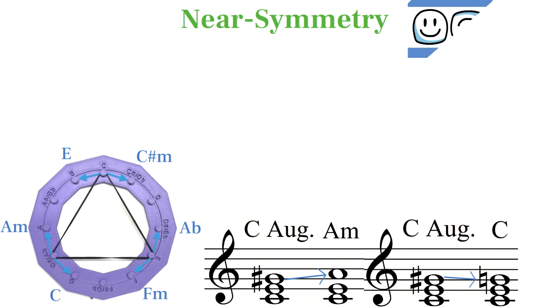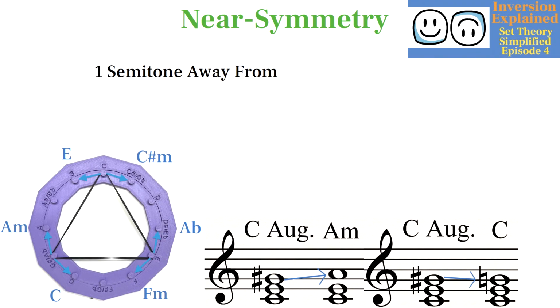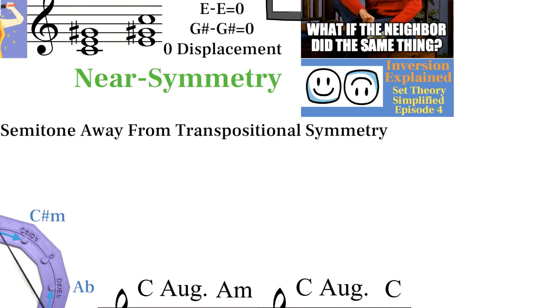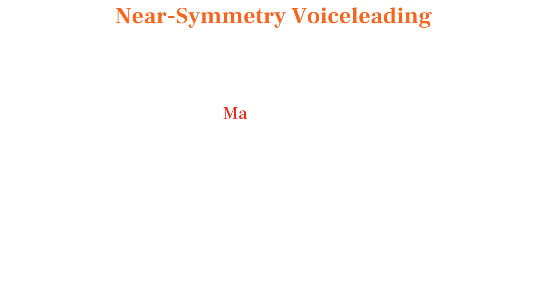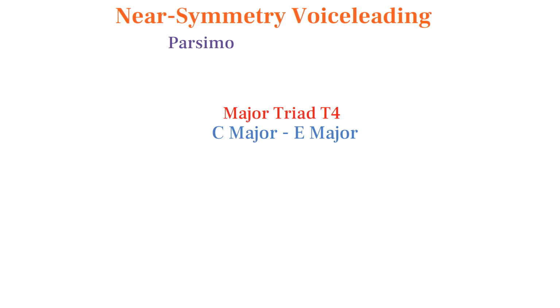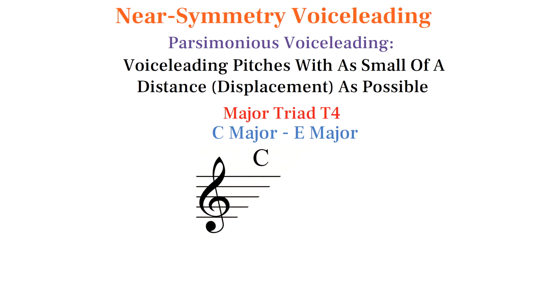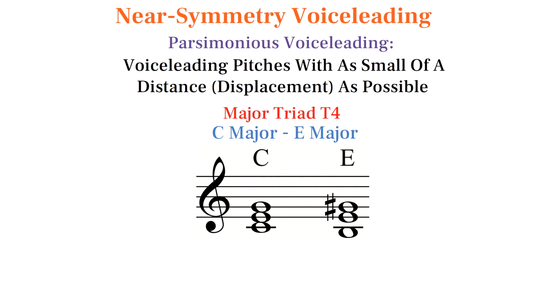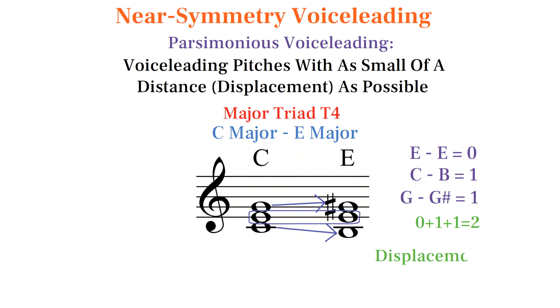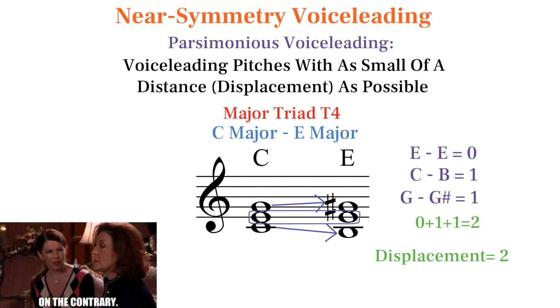Major and minor triads are inversion pairs that are considered nearly symmetrical because they're 1 semitone away from the symmetrical augmented chord. So what happens when we transpose a major or minor triad up or down 4 semitones? Let's try transposing C major to E major with parsimonious voice leading, meaning we're voice leading pitches with as small of a distance as possible. The E stays put as a common tone, the C moves down to B, and the G moves up to G sharp. So we have a displacement of 2, and the 2 pitches moved away from each other in contrary motion.